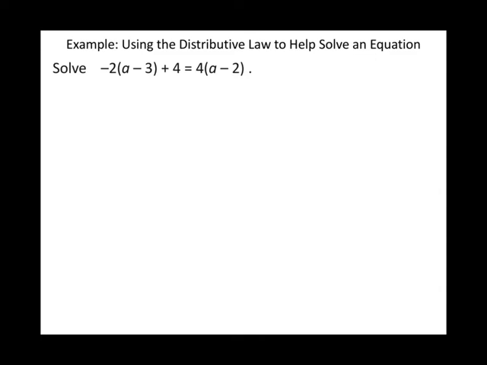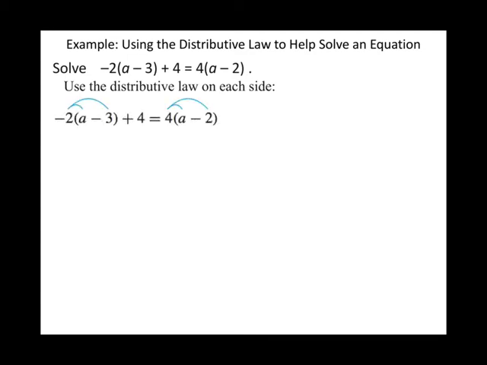So I want to solve the equation. First, I have the equal sign here, so I know this is an equation, and solve means I'm looking for the variable. I have the variable a in here, so I'm looking for what a is in this equation. What we're going to do is use the distributive law on each side.